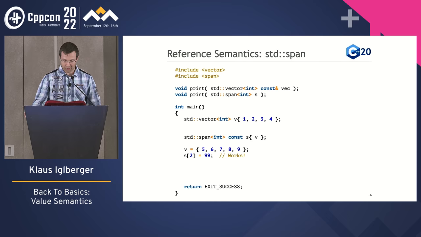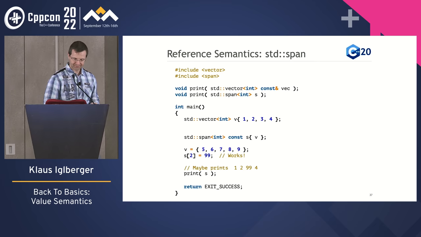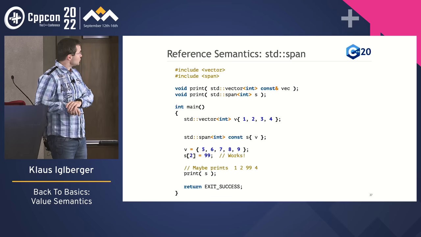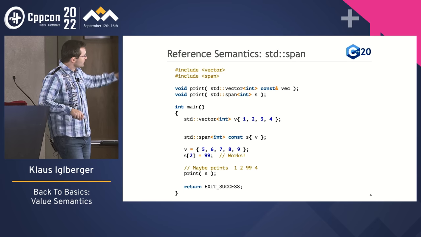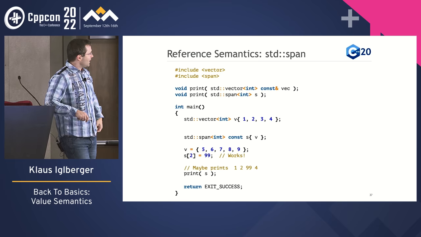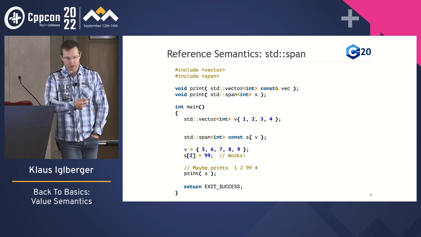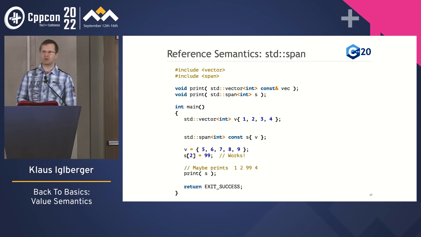So we assign 99, which again works, we've seen that, and then we print that. It maybe prints 1, 2, 99, 4. It maybe prints 1, 2, 5, 6, 99, 89. I actually cannot really tell you what that prints. Honestly, I could just take a guess, but it actually should not really work.